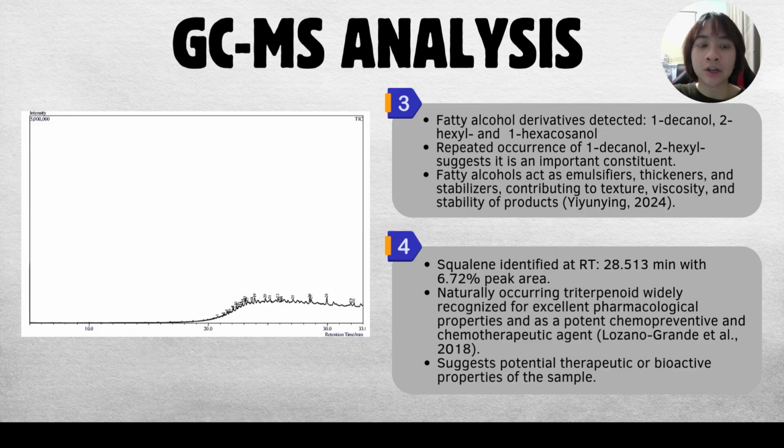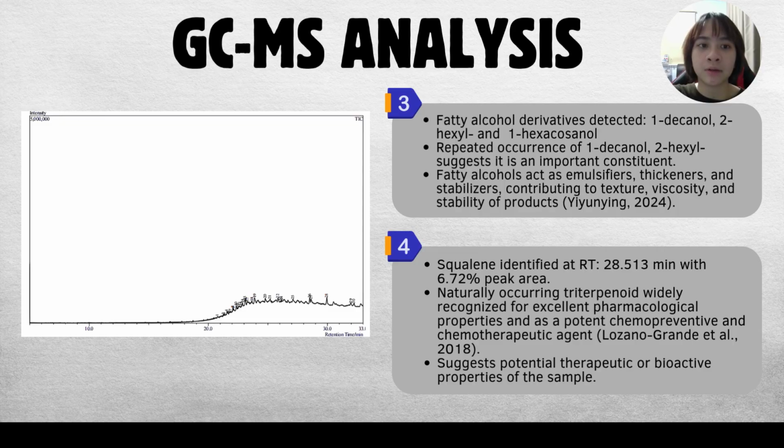The repeated detection of 1-decanol-2-hexyl throughout the chromatogram indicates that it may be an important constituent of the sample. Fatty alcohols are known to function as emulsifiers, thickeners, and stabilizers, contributing to the texture and stability of products.